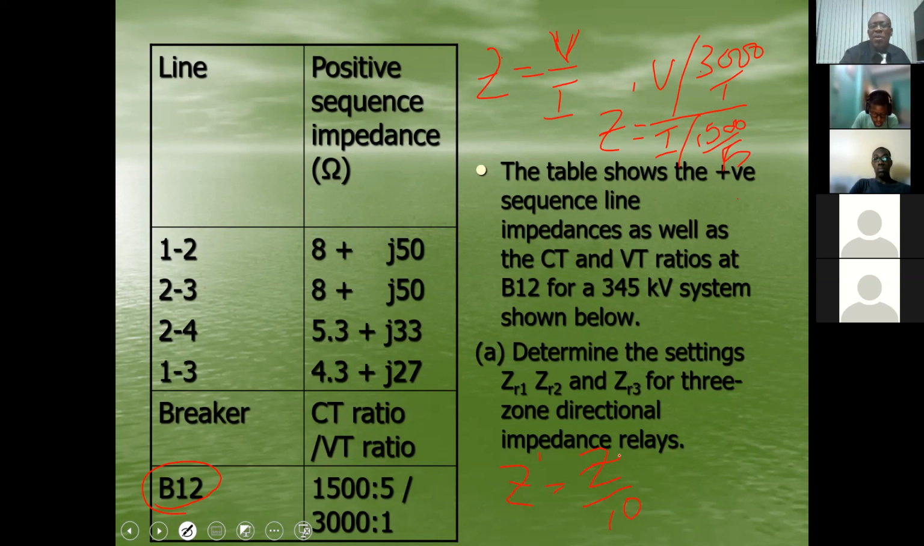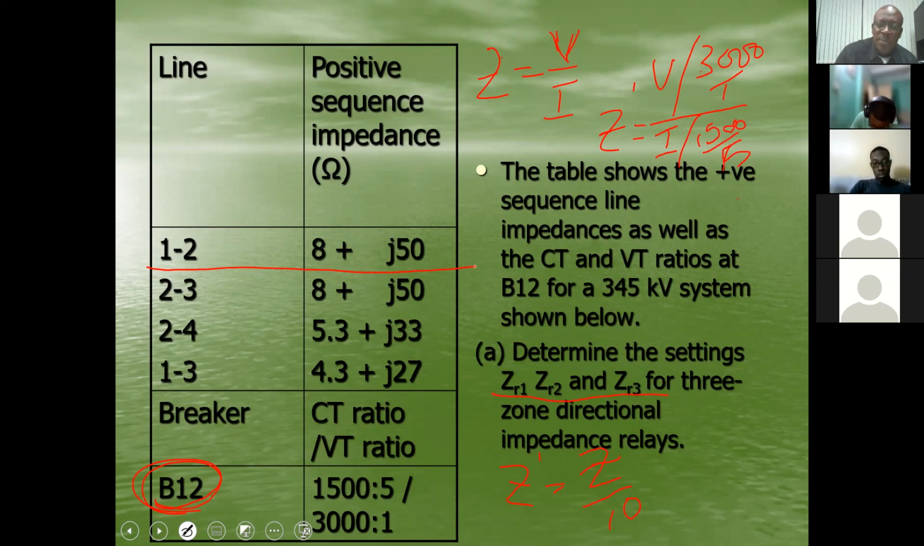So the question was for us to determine the zone settings for the relay. All right? So the first thing we need to do is to determine which of the impedances we are going to use. The protection is for B12, so it means that we are looking at line 1, 2. So that's the impedance. All right?